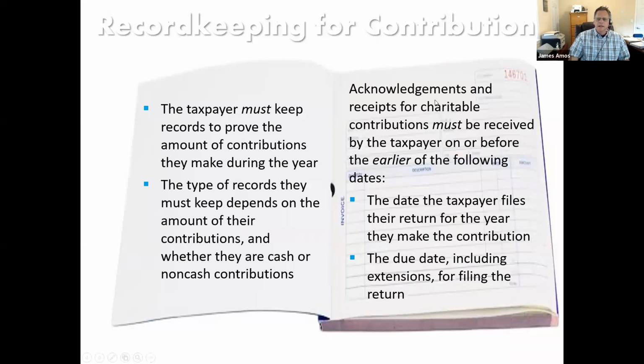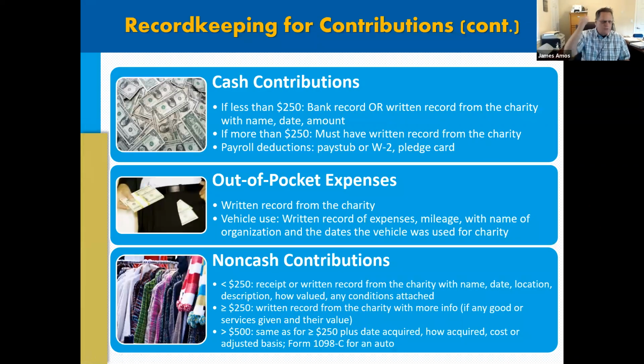Let's see here. Cash contributions. This is what I want to focus on. For cash contributions, if it's less than $250, a bank record or a written record from the charity. Okay? If it's more than $250, you must have a written record from the charity.